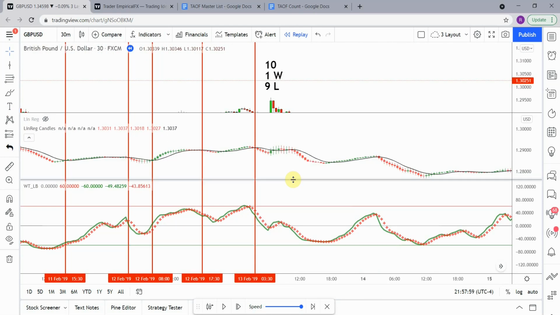Alright, so we are at the end of the testing now. Before we add these up, take a look at what it was able to achieve.